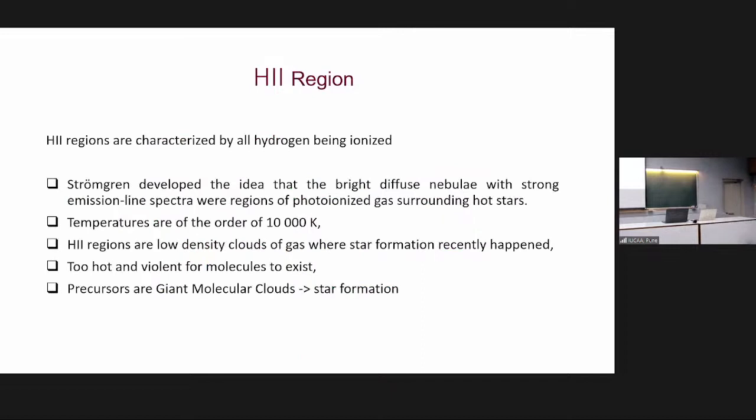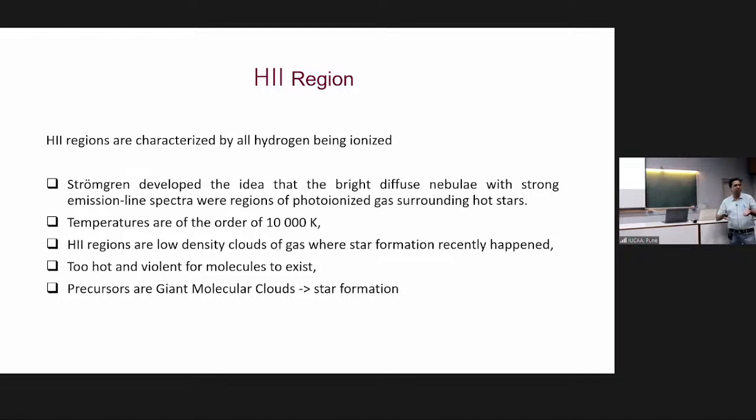So H2 regions, I've already told you, are ionized hydrogen regions in the vicinity of young massive stars. They can be detected using H alpha emission, the Balmer line of hydrogen. I'm going a little bit fast. If you detect an H2 region, then you can predict that star formation activity is going on. It is like a precursor: we have a giant molecular cloud, and then it leads to star formation.